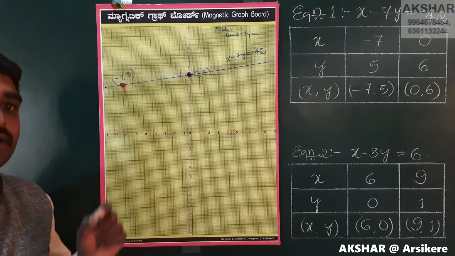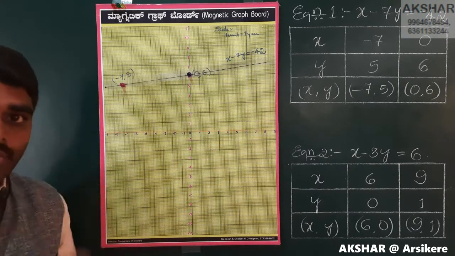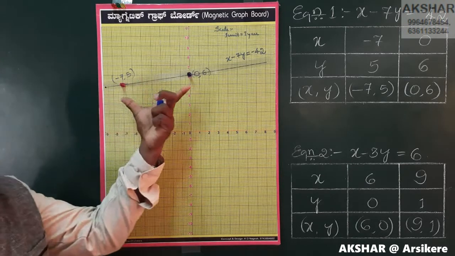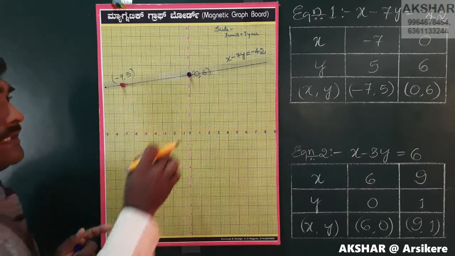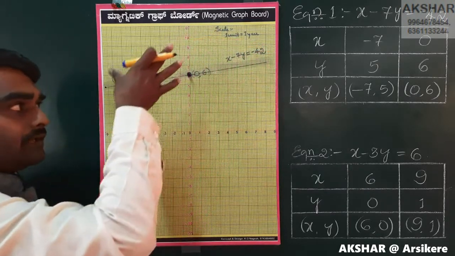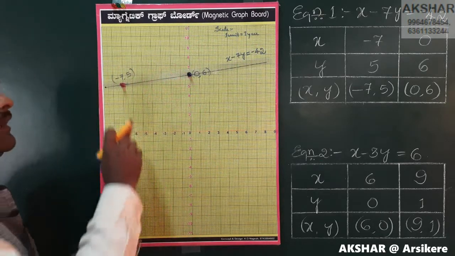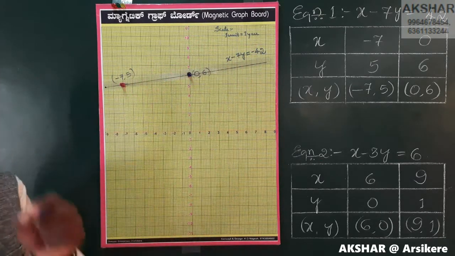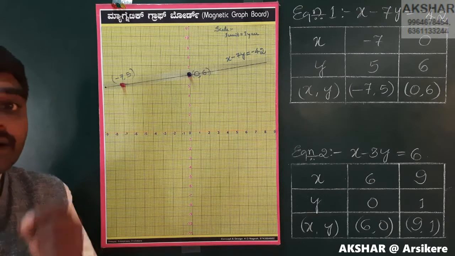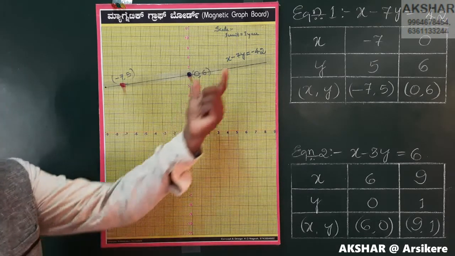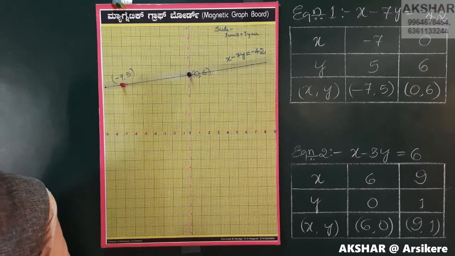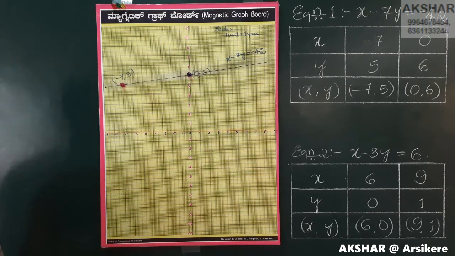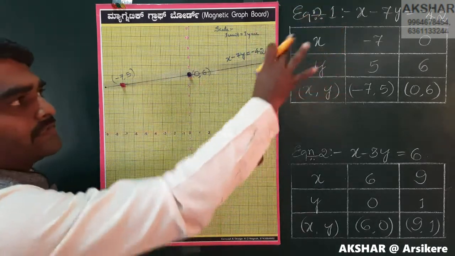When I started this chapter, I told you, my dear children, why we call it a linear equation. Because if we represent an equation on the graph, we obtain a line only, a straight line only. That's why we call it a linear equation. Okay, got it? Yes, my dear children. That's all for the first equation.